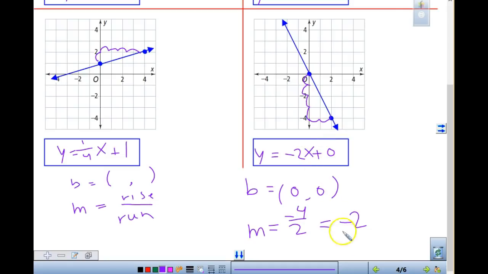Here's something I saw on a few papers, and I haven't seen it a lot today, but I've seen it a few times. People were doing this. They said, well, can I write y equals 1/4 and put the x down with the 4 plus 1?